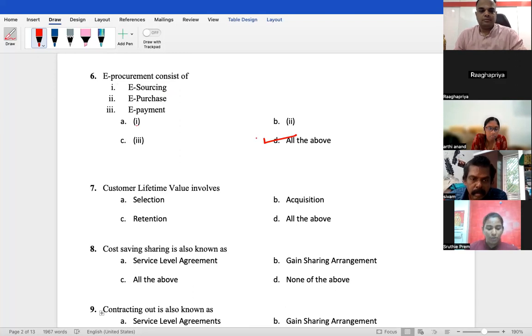Next. Customer lifetime value involves option A, selection, B, acquisition, C, retention, D, all of the above. D, all of the above. Selection, acquisition and retention. Because for customer lifetime value or customer profitability analysis, we can't provide service to all the customers. We have to select those who come under premium customers. For those customers only, we have to value customer relationship.